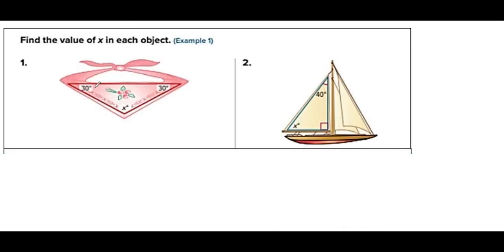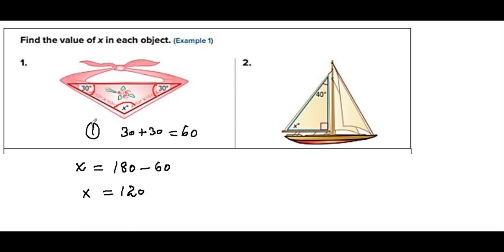So look here. 2 angles are given in the triangle, and x we need to find out. You know how to find x. Easy method is to add them. 30 plus 30 is 60. And subtract from 180 because the sum of all the angles should be 180. So 180 minus 60, x is 120. So if 2 angles are given, first step, add them, and second step, subtract from 180 degrees. So your answer is 120.